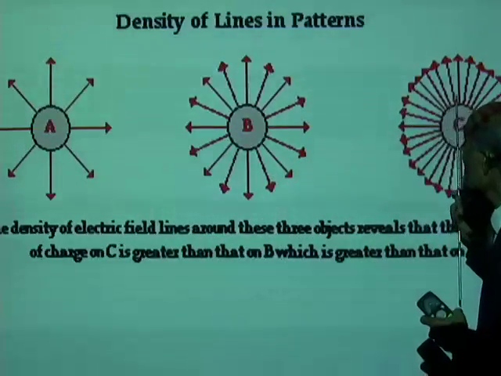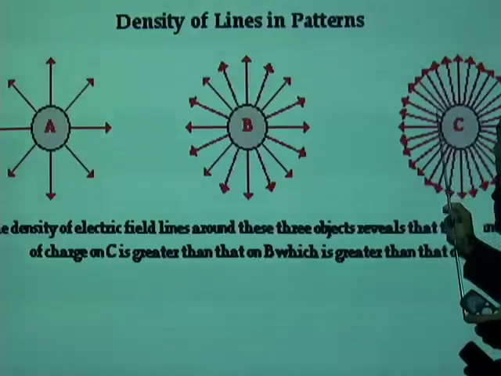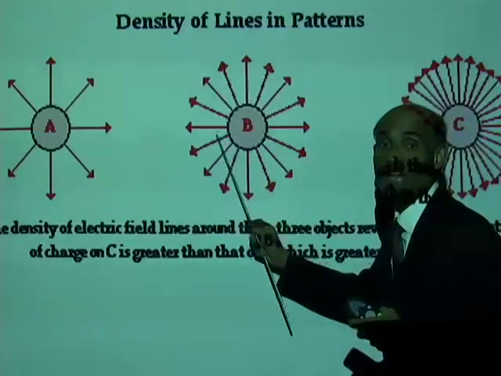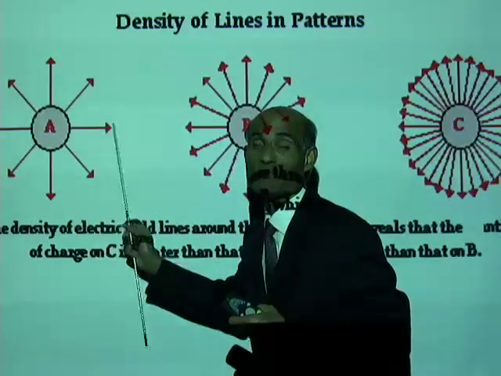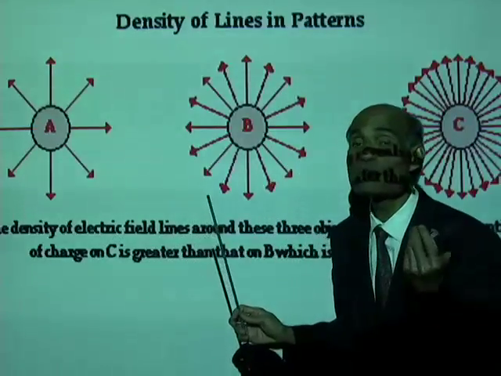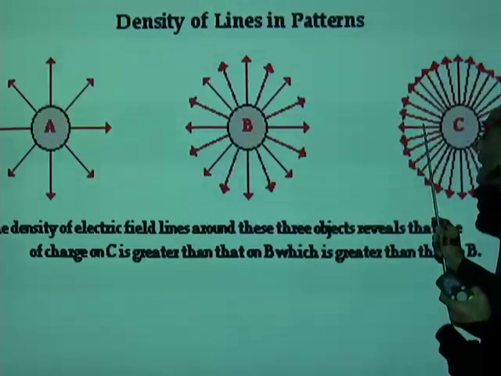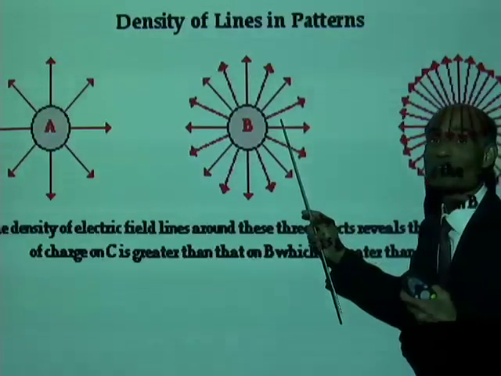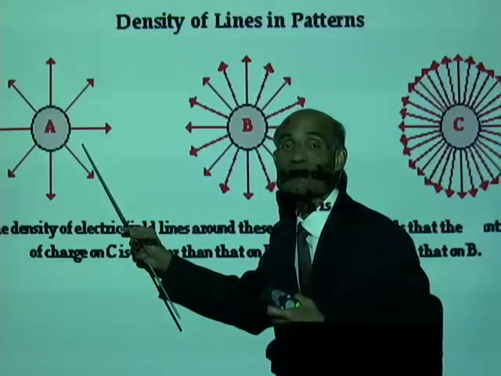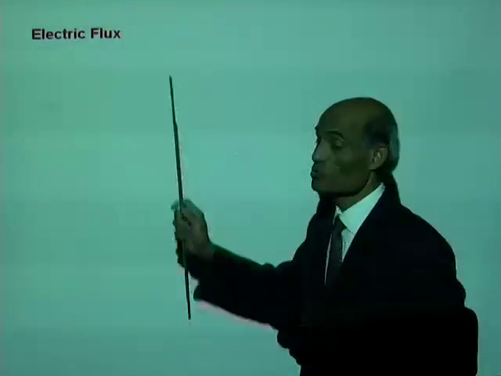And also look at the density of the field lines. The density of the field lines is much greater around C than around B, and is much greater than around A. The density of the field lines indicate what? The strength of the electric field. So if you take a point here, the strength of the electric field here will be much greater than the strength of the electric field here, will be much greater than the strength of the electric field there. Alright? Okay. Let's now talk about yet another important concept.